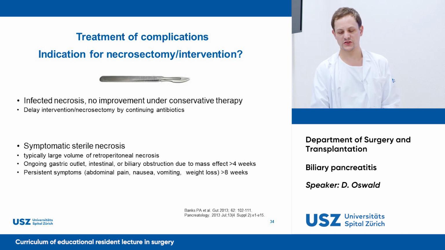There's another indication for intervention: symptomatic sterile necrosis. It's typically a large volume of retroperitoneal necrosis. If you have an ongoing gastric outlet, intestinal or biliary obstruction due to the mass effect of this necrosis after 4 weeks, you should perform an intervention. Or if you have persistent symptoms such as abdominal pain, nausea, vomiting, or weight loss after more than 8 weeks, you should perform an intervention too.